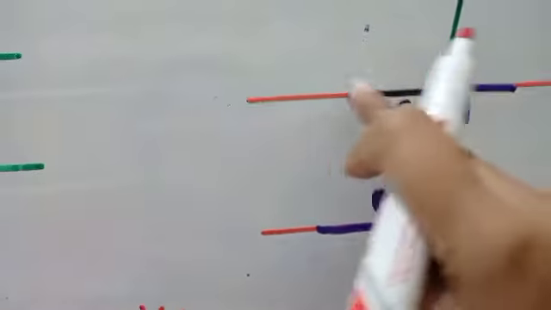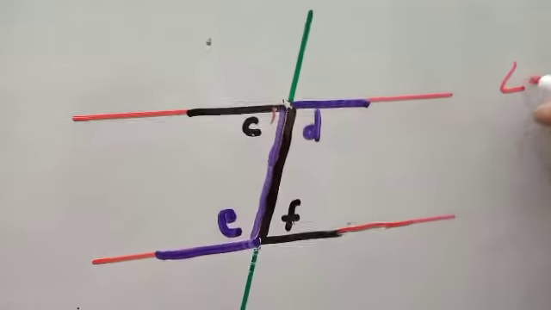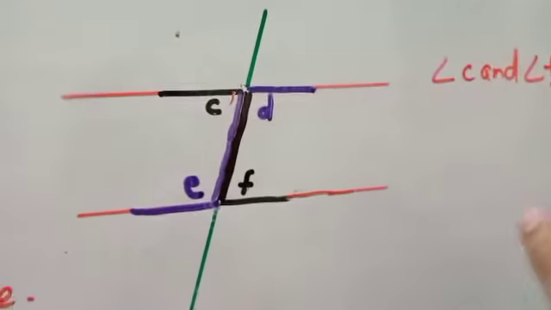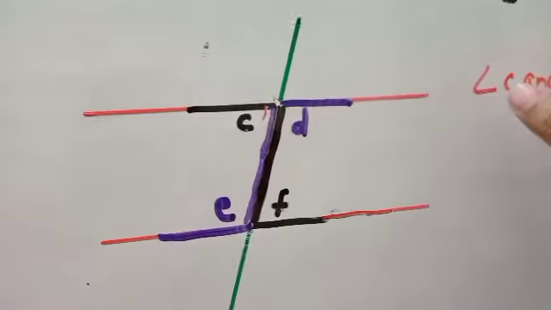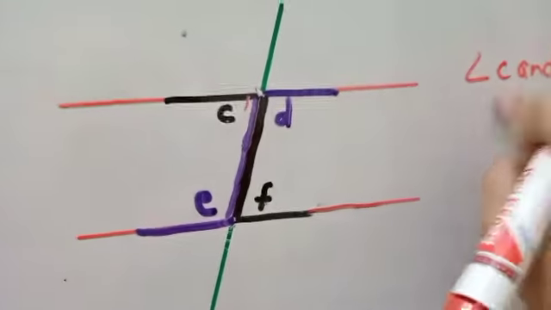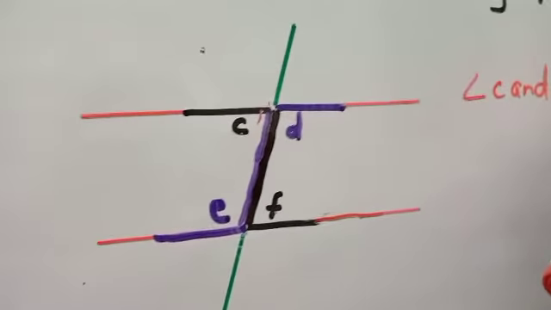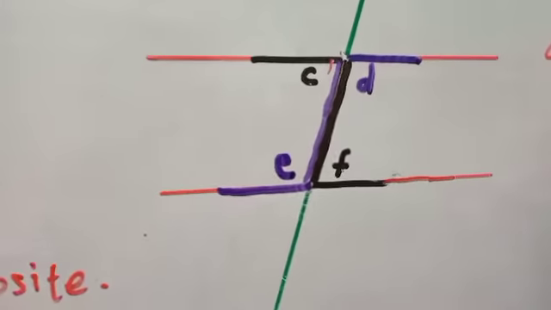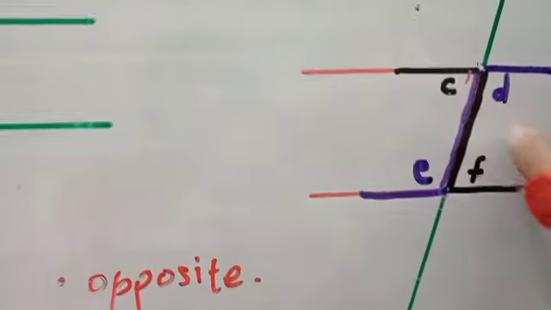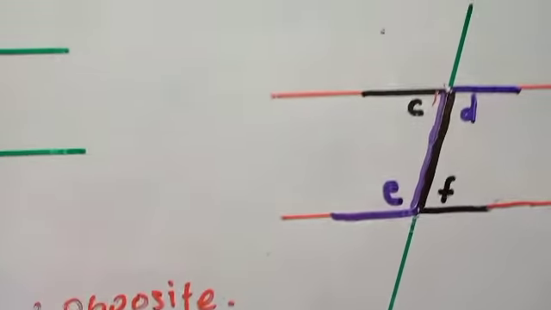See the black color, this and this. So angle C and angle F is one pair of alternate angles. Angle C and angle F are both equal. If the value of angle C is 50 degrees, then the value of F will also be 50 degrees. So they lie on the opposite sides of the transversal, they are interior angles, they are making the shape of Z, and they are equal as well.